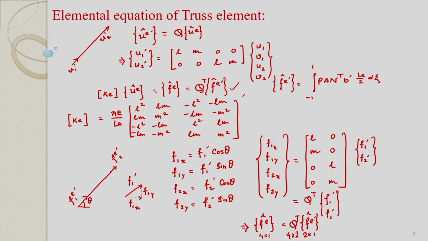So, in a nutshell, if we have body force, we have to first calculate F E prime with this expression, and then we have to pre-multiply Q transpose to get this F E hat. But if we have point load, we directly calculate F E hat with its x and y component.